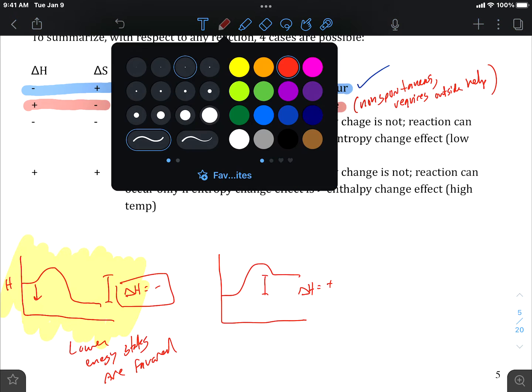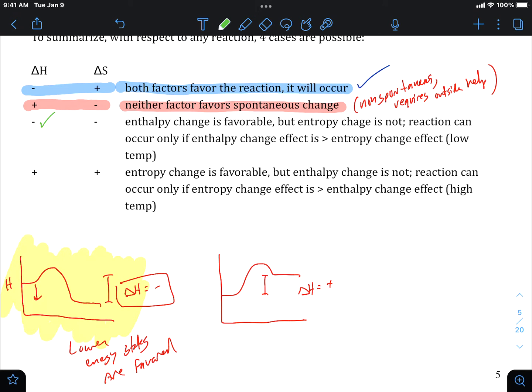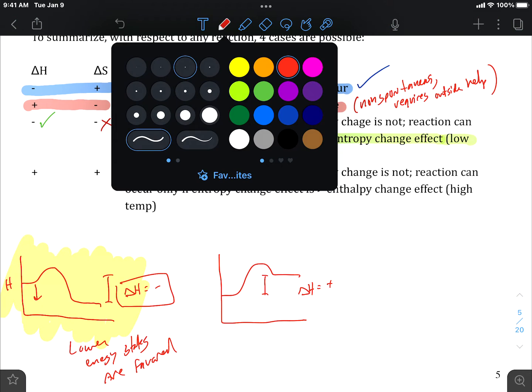Okay. Now we got a couple of mixed bags. So if the enthalpy change is negative, that's favored. But if the entropy change is negative, that is not favored. So now you have two factors that compete against each other. So can this reaction be spontaneous? Well, yes, it can, but only if the enthalpy effect, the one that's favored, outweighs the entropy. And that's gonna occur at low temperatures. The enthalpy effect will be greater than the entropy change, and that happens at low temperatures, and you'll see why in just a second.